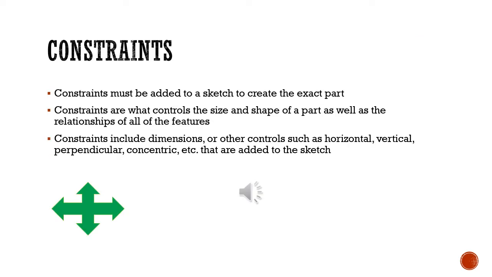When you're creating a sketch, one thing you're going to do is add dimensions to control the size of the part. But you can also add geometric constraints, and those constraints will control the relationship and the size of features. For example, if something is horizontal or vertical, perpendicular, concentric, etc. So those are relatively easy to add to the sketch, which help control the size and shape of the part.